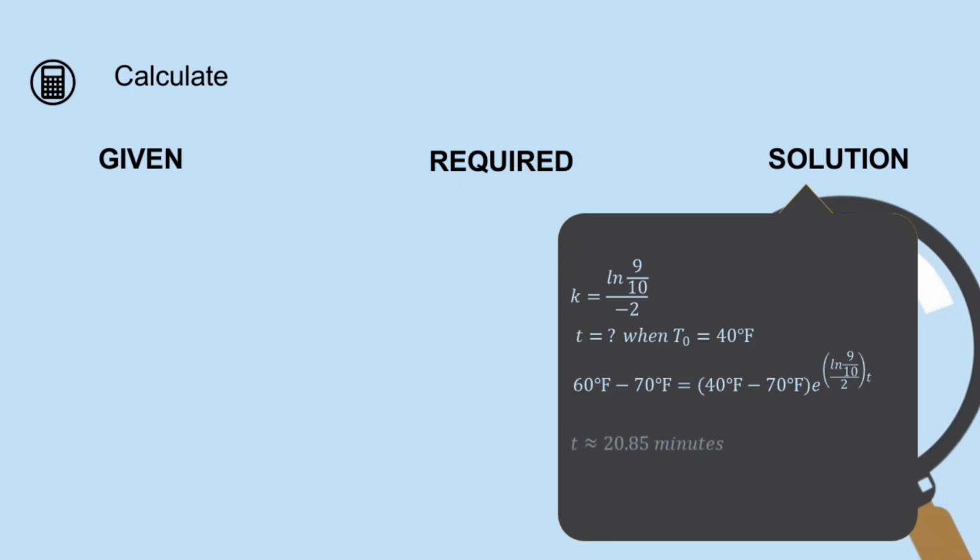Time is equal to the natural logarithm of 1/3 all over the natural logarithm of 9/10 all over -2, which is approximately 20.85 minutes. So from 10:07 p.m., the agent was murdered at approximately 9:46 p.m.